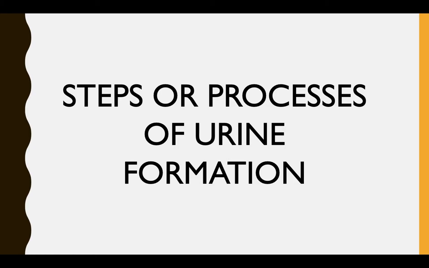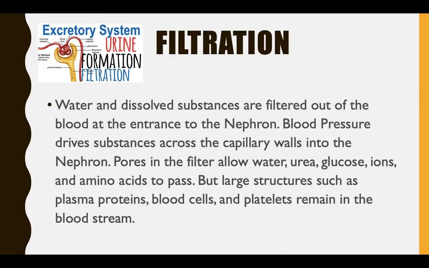So let's talk about the steps or processes of urine formation. There are three steps. The first step is filtration, wherein water and dissolved substances are filtered out of the blood at the entrance of the nephron. Blood pressure drives substances across the capillary walls into the nephron, and the pores in the filter allow water, urea, glucose, ions, and amino acids to pass. But large structures such as plasma proteins, blood cells, and platelets remain in the bloodstream. So small substances pass but large ones remain.